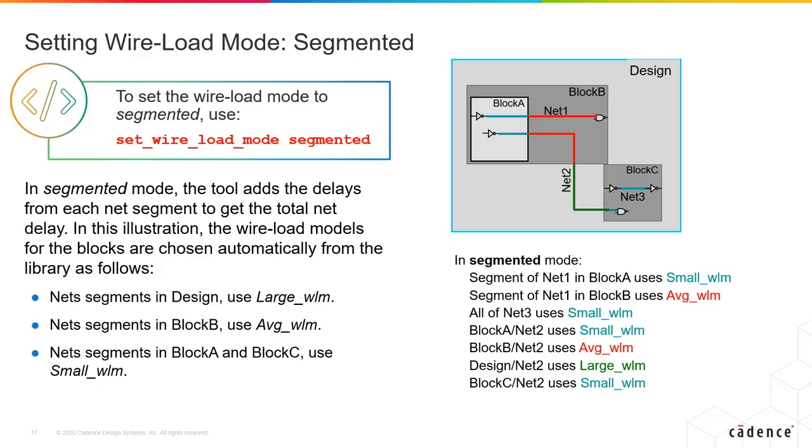In the case of net 3, all of net 3 is encompassed in block C and uses small WLM. But if you break down net 2, block A net 2 will use small WLM, block B net 2 will use average WLM, and the design net 2 uses the large WLM. Block C net 2 uses the small WLM. So you're breaking down the nets into smaller pieces.